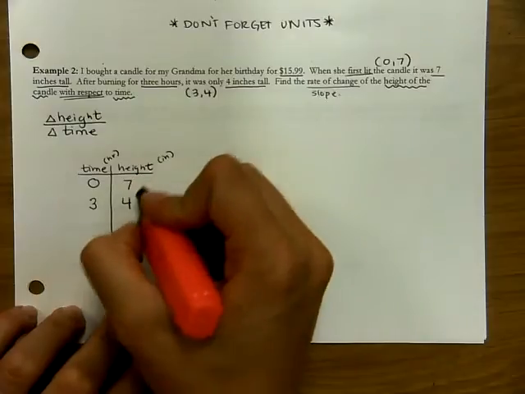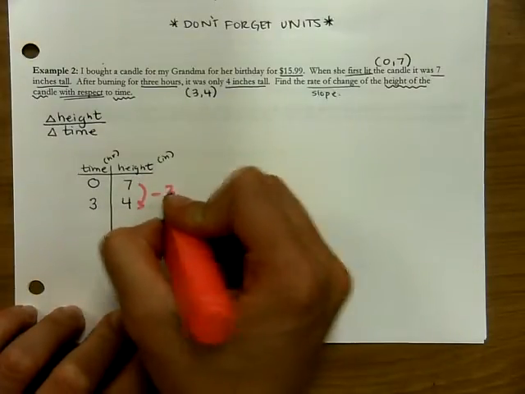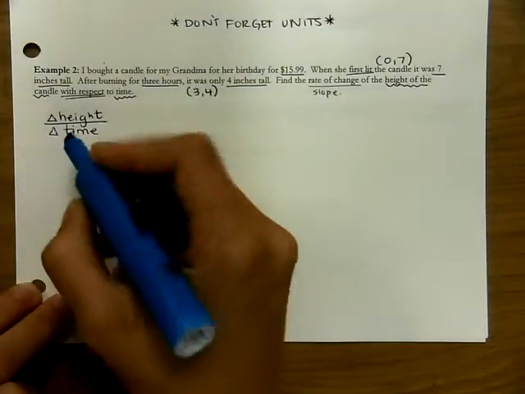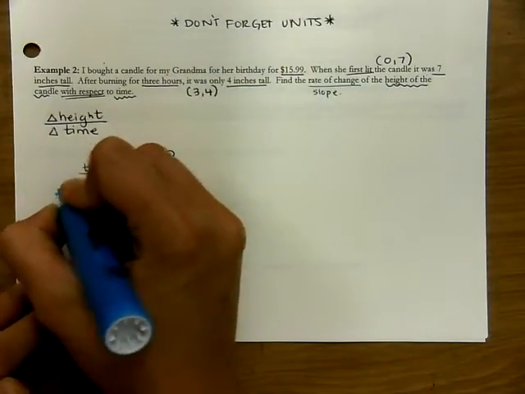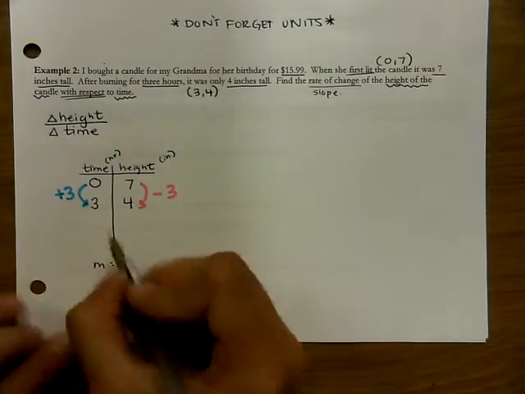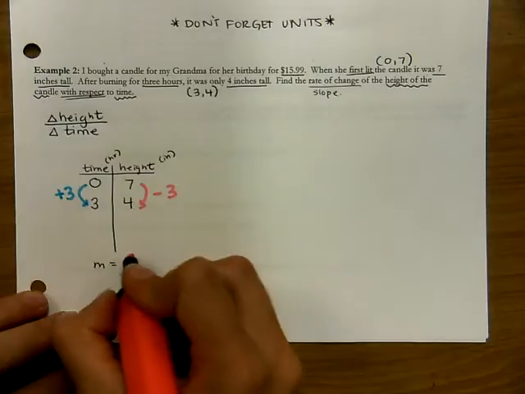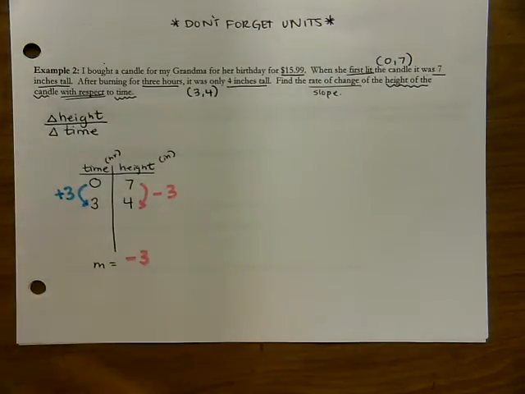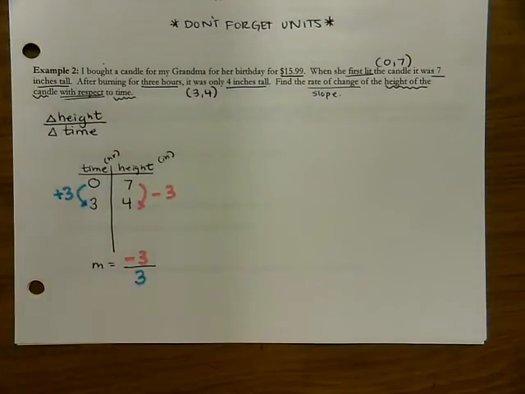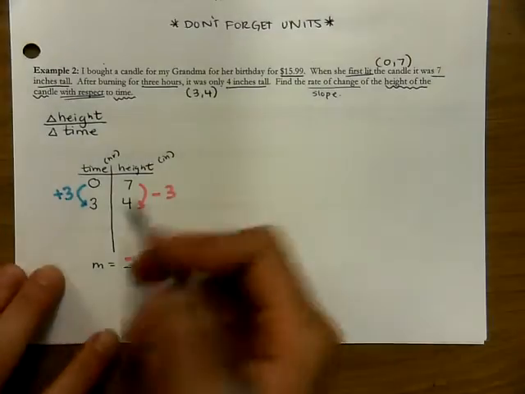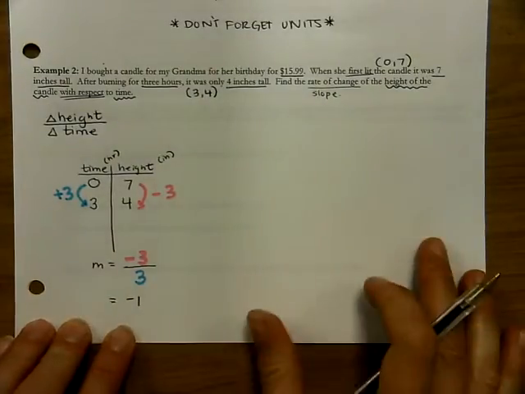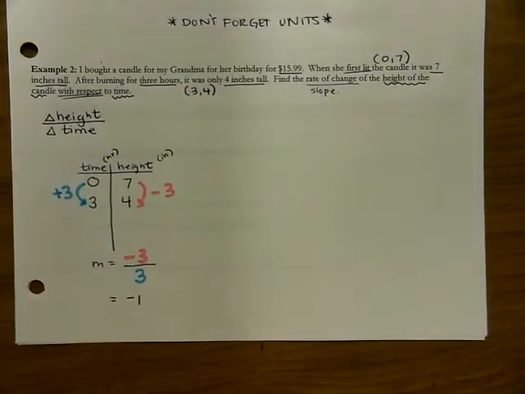When I do that, I see to go from 7 to 4, I'm subtracting 3. The height is going down by 3, and the time increased by 3. So when I find my rate, I have the change in the height over the change in the time. Well, if we simplify this, this would simplify to -1. Now, let's think about what this means.